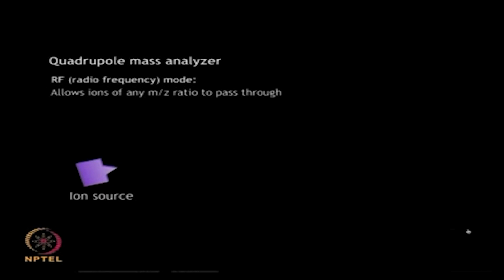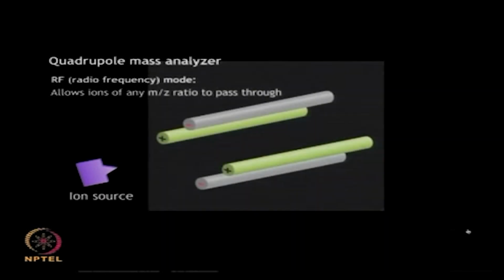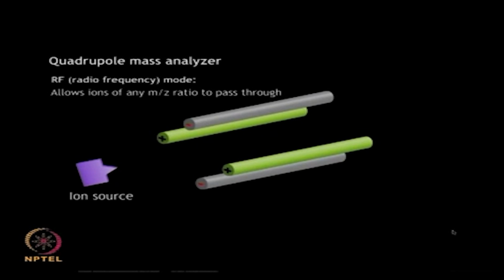Quadrupole. The quadrupole mass analyzers use oscillating electric fields to selectively stabilize or destabilize the paths of ions passing through a radio frequency quadrupole field. The quadrupole mass analyzer can be operated in either radio frequency or scanning mode. In RF mode, ions of all m/z are allowed to pass through, which are then detected by a detector.